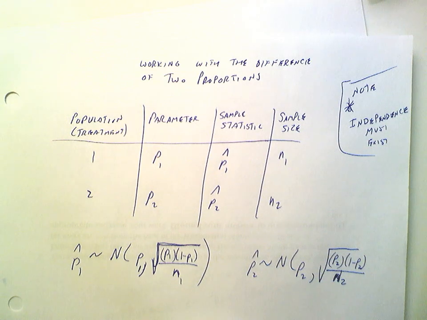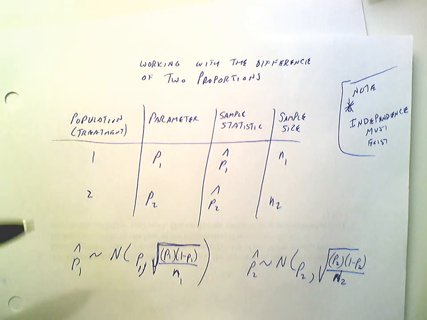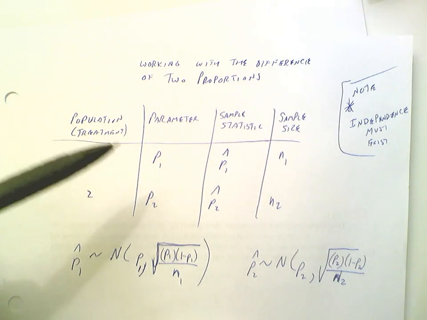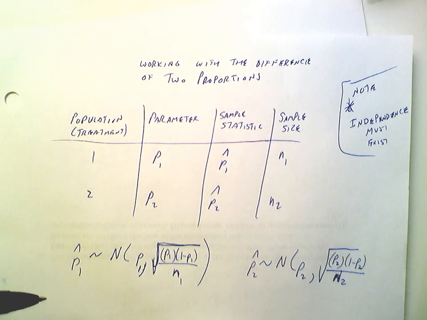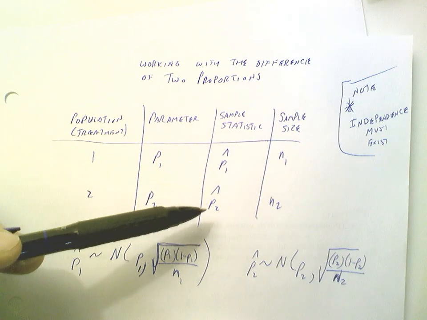Now, we'll have two populations. First thing that we look at is one proportion, the second population we look at, we'll just call them populations 1 and 2. Our parameters will be our population proportions, p sub 1 for population 1, p sub 2 for population 2. Our sample statistics are p hat sub 1, p hat sub 2.